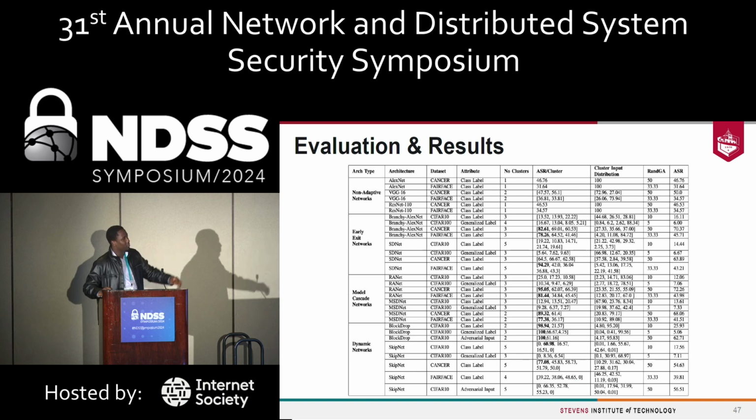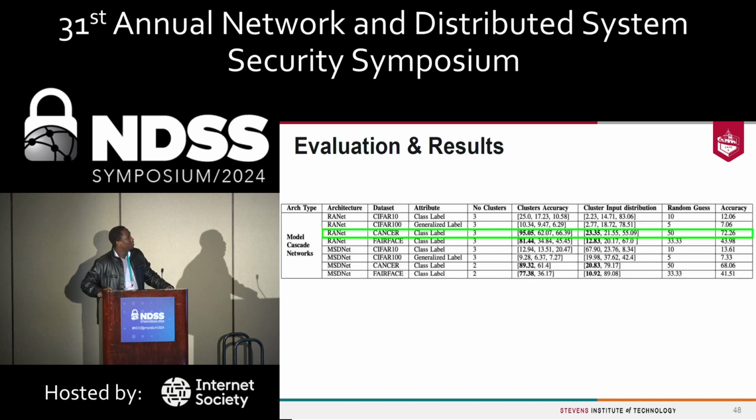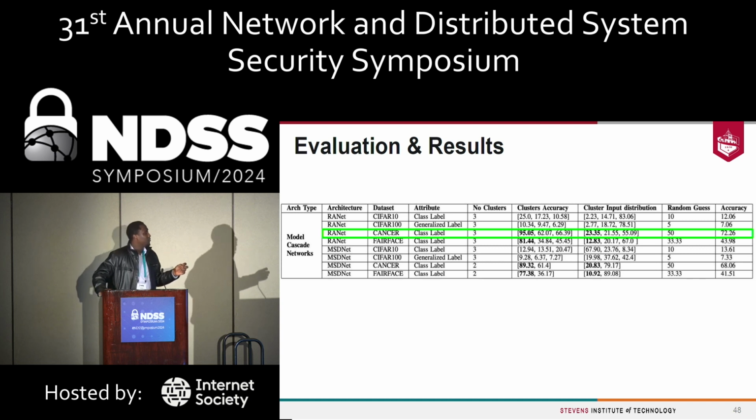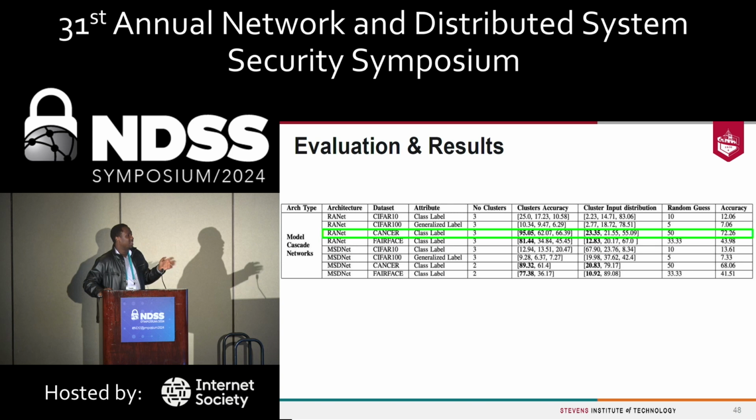This is too much information, so I'll just highlight some of our results. For the case of RNet trained on the cancer data set, we're able to find clusters with an attack success rate of 95.05%, which comprise 23.35% of the input distribution to the adaptive neural network. What this means is for about 23% of inputs of users querying the model with their inputs, we are able to infer with an accuracy of 95% their sensitive attribute.